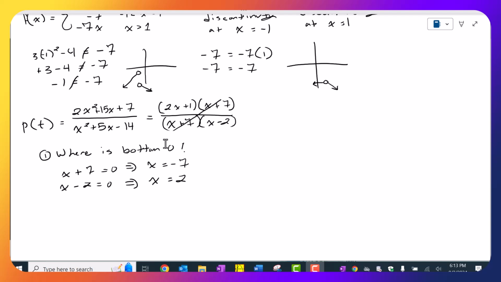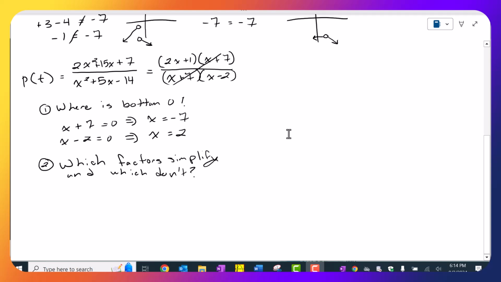And now we just need to check. We already simplified, so I think that was actually my step 2 on the notes, but we simplified. And now for step 2, let me be more precise: which factors simplify, and which don't. And we sort of already did that because we saw that the x plus 7 simplified and the x minus 2 does not.